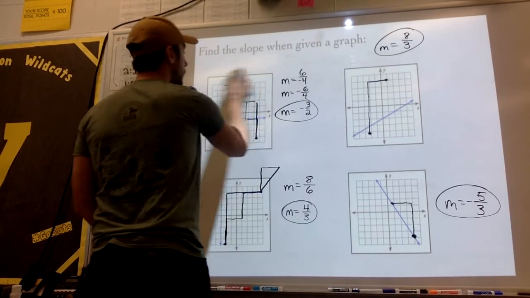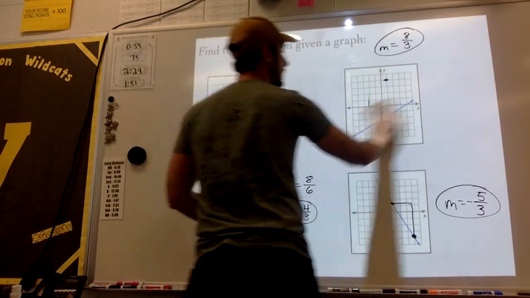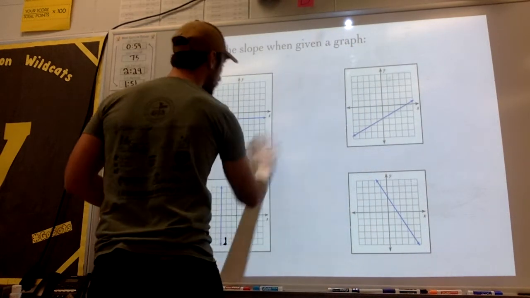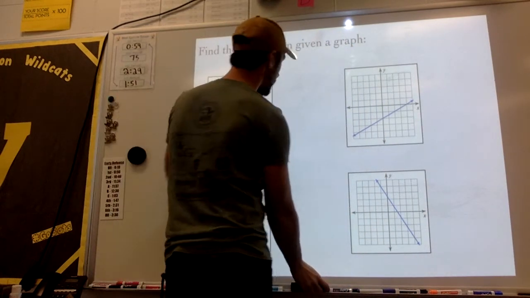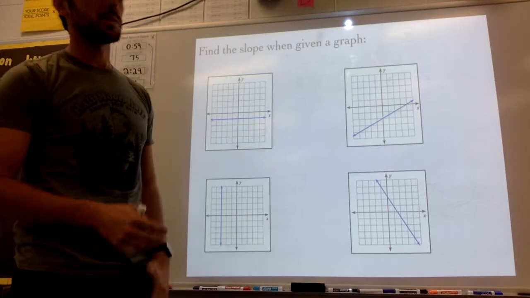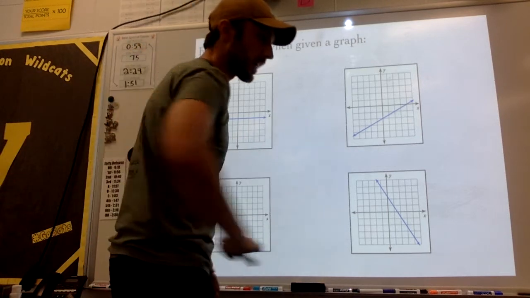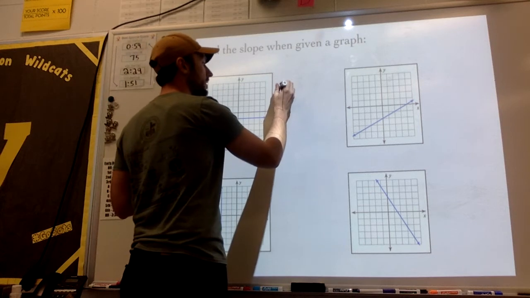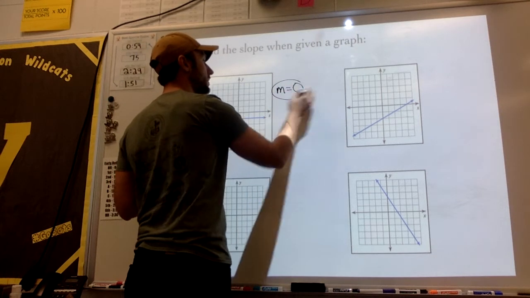Let's talk about 4 more because a couple of these have some of our oddballs, some of our oddities. And that's the first one. Right here, we have a horizontal line. With a horizontal line, think of slope as skiing on a flat surface, he's saying this is 0 fun, this is 0 fun. So this has a slope of 0.